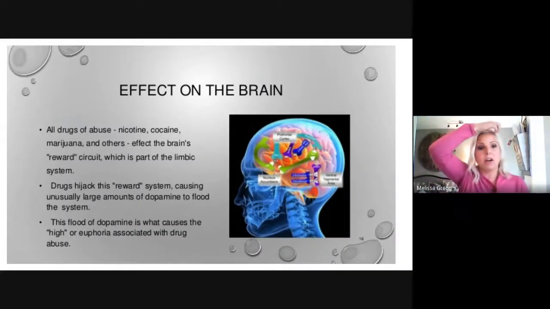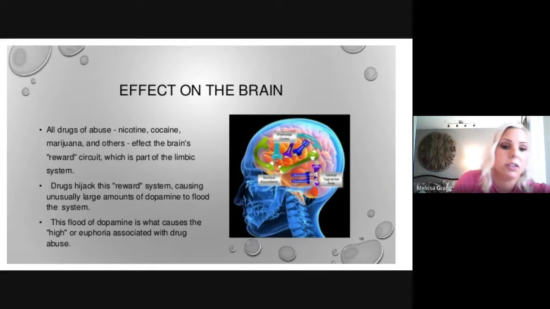Okay, so, the effect on the brain. All drugs of abuse, nicotine, cocaine, marijuana, and others, affect the brain's reward circuit, which is part of the limbic system. So drugs will hijack this reward, causing unusually large amounts of dopamine to flood the system. This flood of dopamine is what causes the high or the euphoria, the good feeling associated with the drug.